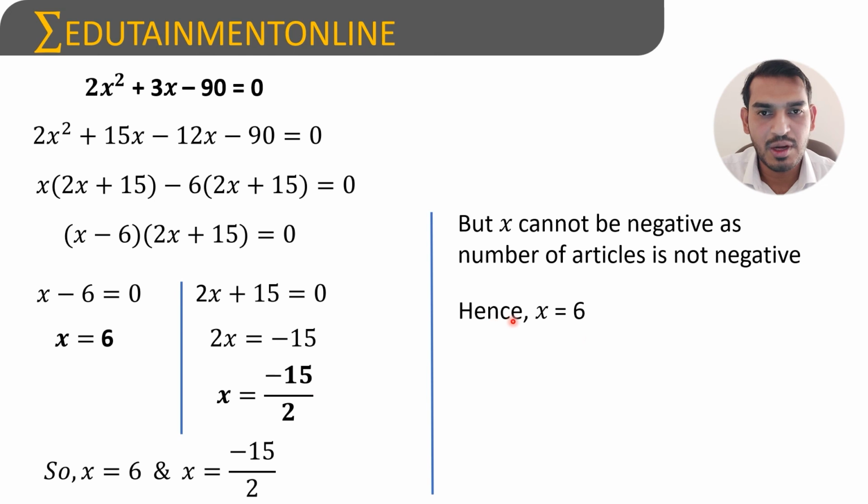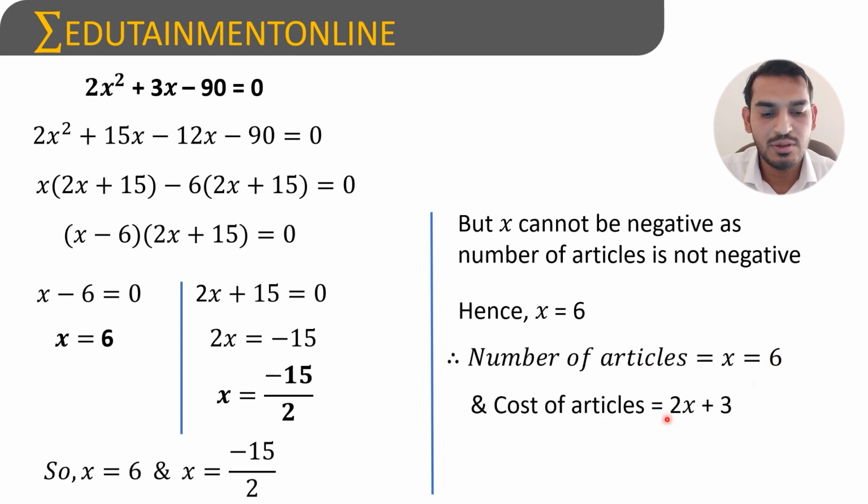Since the number of articles is 6, the cost of each article will be 2x plus 3. So 2 times 6 plus 3: 2 times 6 is 12, plus 3 is 15. So the cost of each article is 15 and the number of articles produced on the day was 6. Therefore, the total cost is 15 times 6, which is 90, as given in the question.